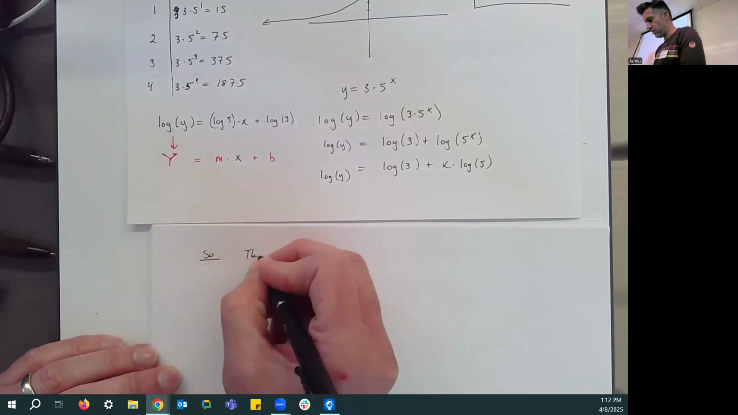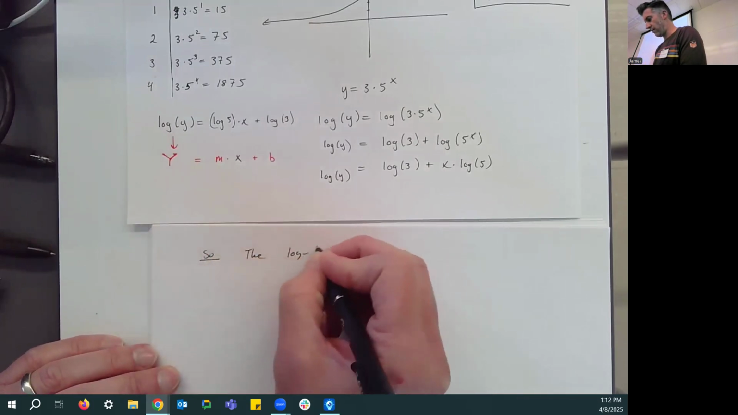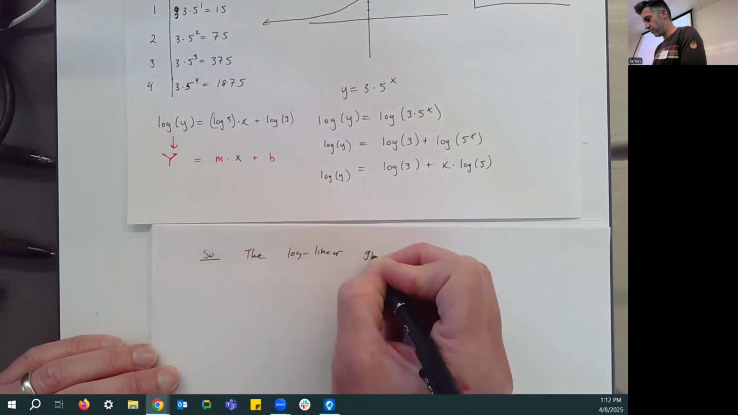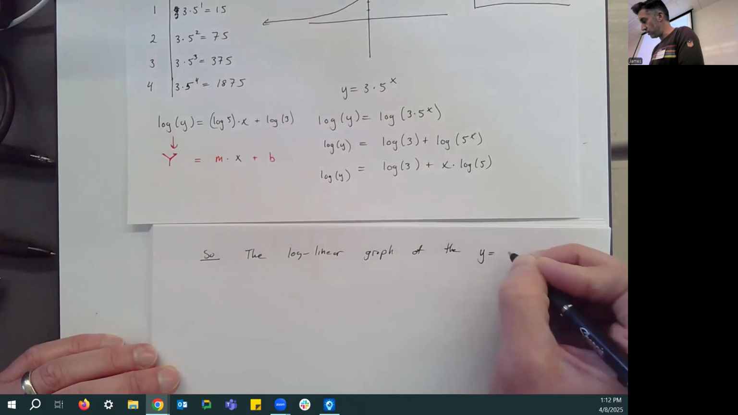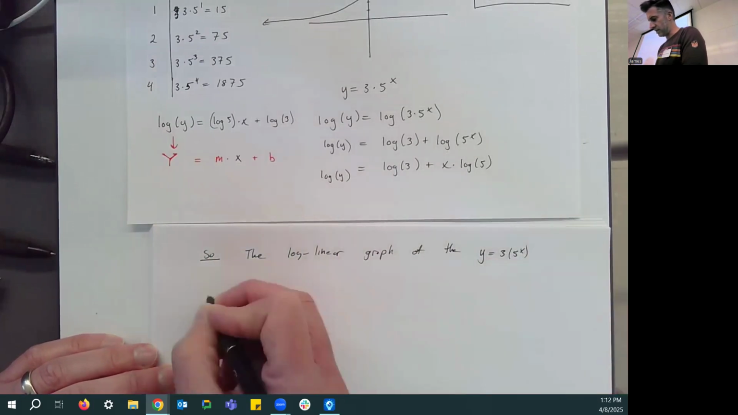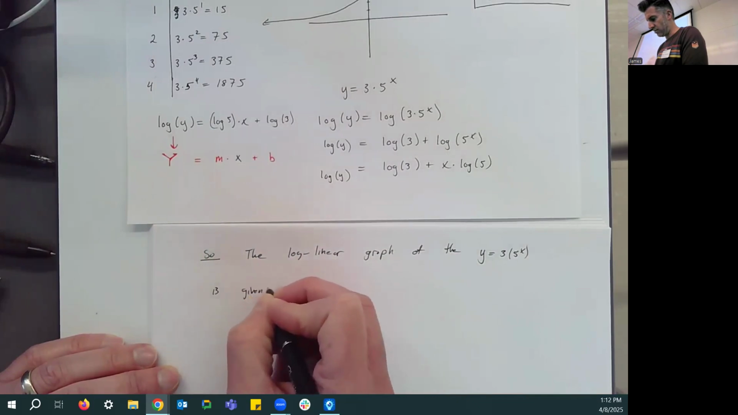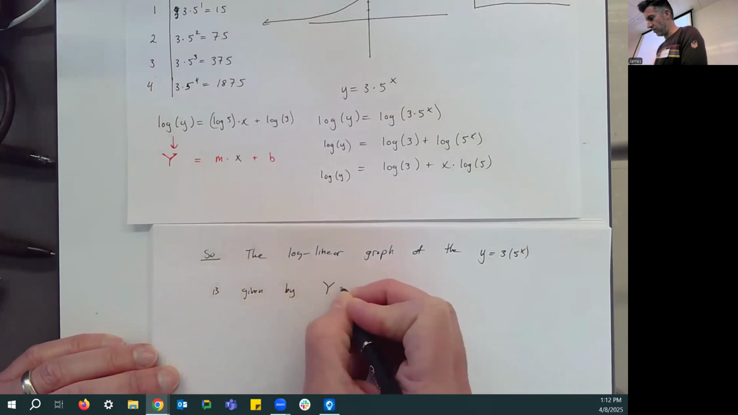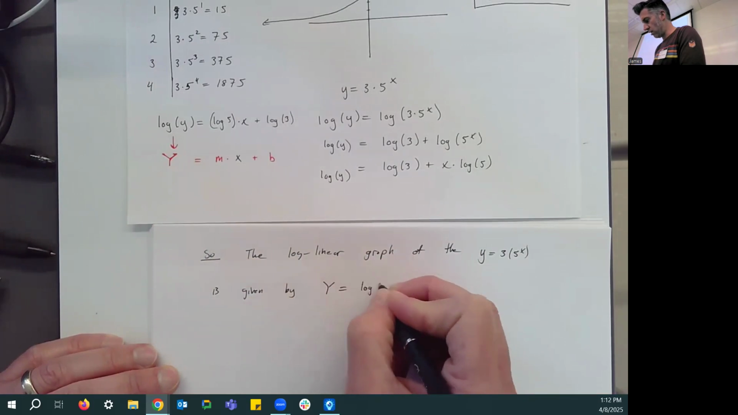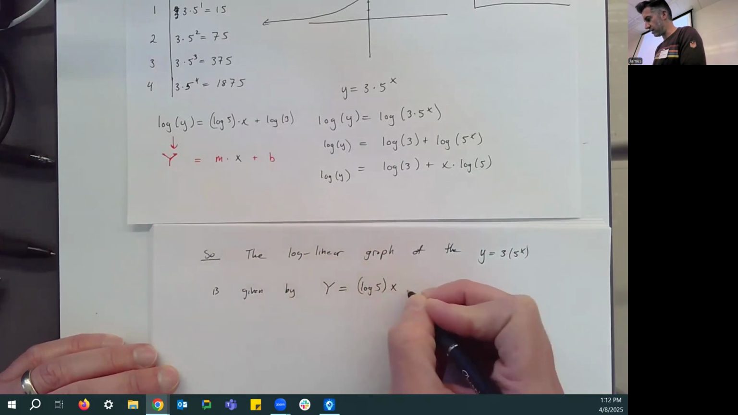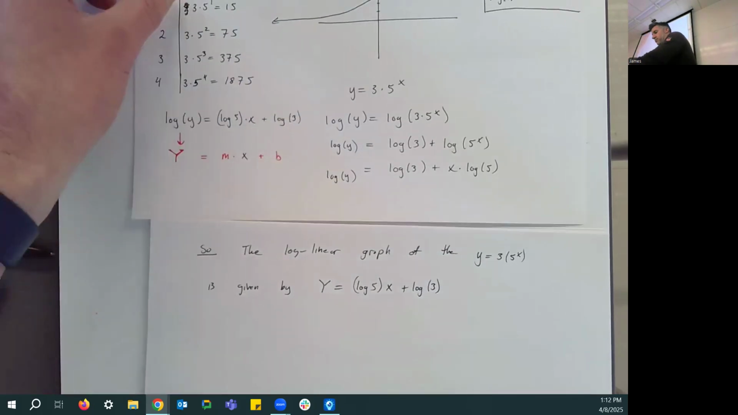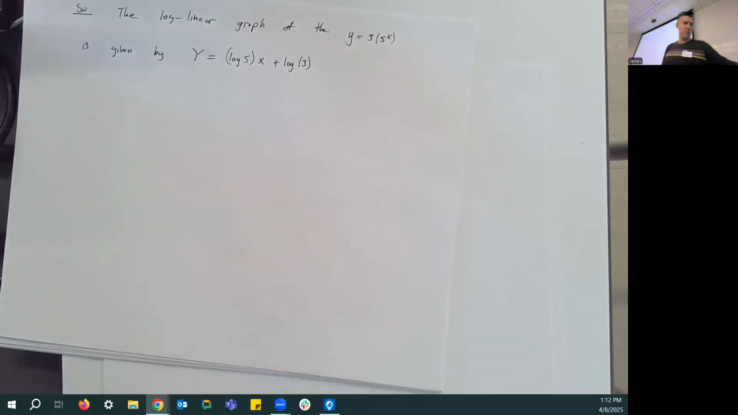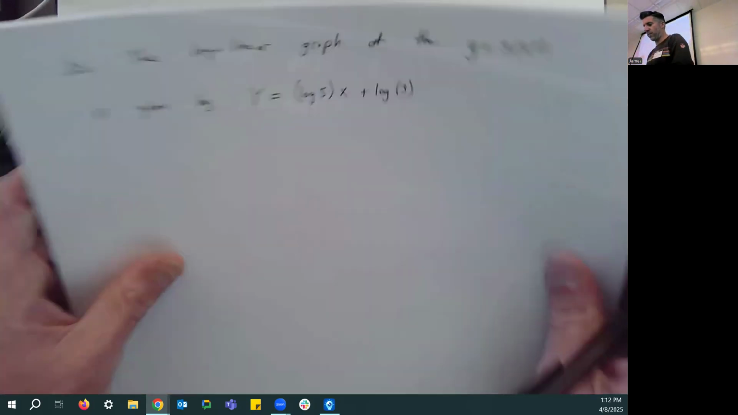So the log-linear graph here of the original y equal to 3 times 5 to the x is given by capital Y equal to log 5 times x plus log of 3. Oh, and I think I forgot to bring something kind of important, which is unfortunate.